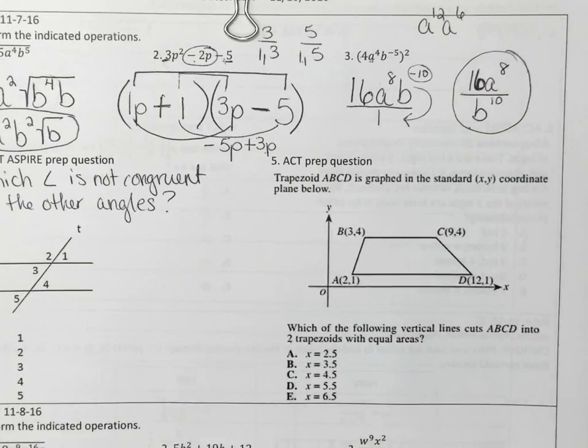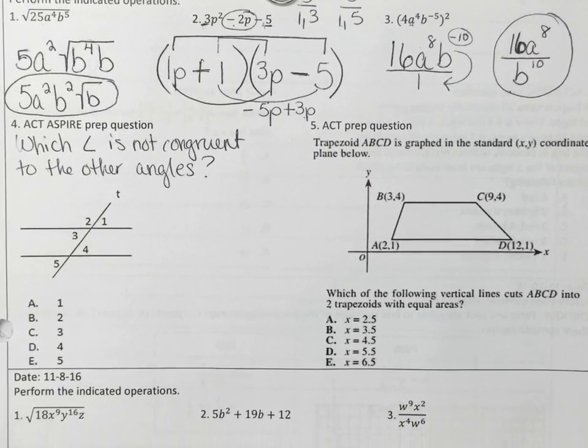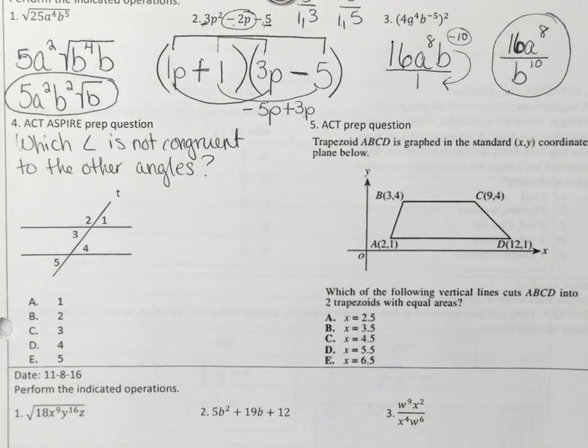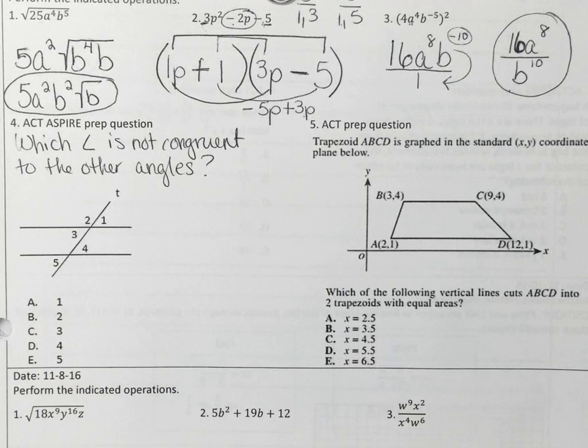All right, let's look at number 4. I had to write in your question for you. I'm sorry about that, guys. So it says, which angle is not congruent to the others? I see 2 sets of congruent angles. I see 2 sets of vertical angles. Which 2 sets are vertical angles?